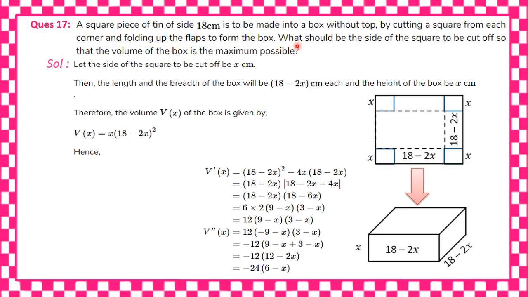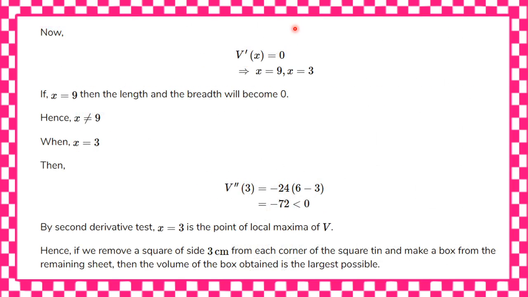So it will be a kind of cuboidal box which is open from the top. What is the volume? What should be the side of the square to be cut off so that the volume of the box is maximum possible? We have to talk about volume. Volume is LBH. Length and breadth are the same, so it will be x into 18 minus 2x whole square. Differentiate, find the first derivative and second derivative, and equate the first derivative with 0 for finding the critical points. We are getting 9 and 3. If we take 9, what will be the length? 18 minus 2x means 0, which is not possible. So we have to take 3. If x is 3, the double derivative is negative. So surely x equal to 3 is a point of local maxima.